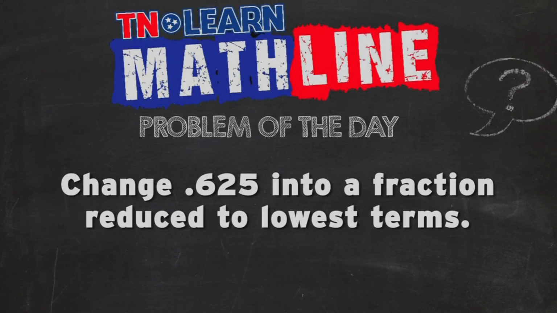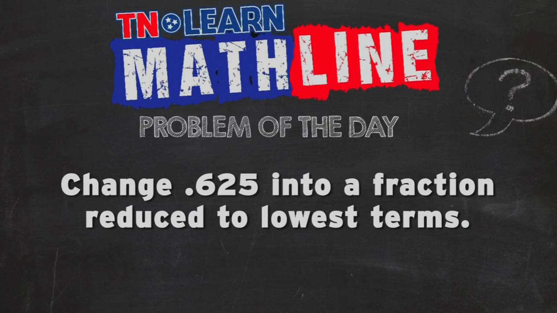Change 625 thousandths, that with the th, into a fraction reduced to lowest terms. Again, we're going to change 625 thousandths, sometimes we like to call that 0.625, into a fraction reduced to lowest terms.